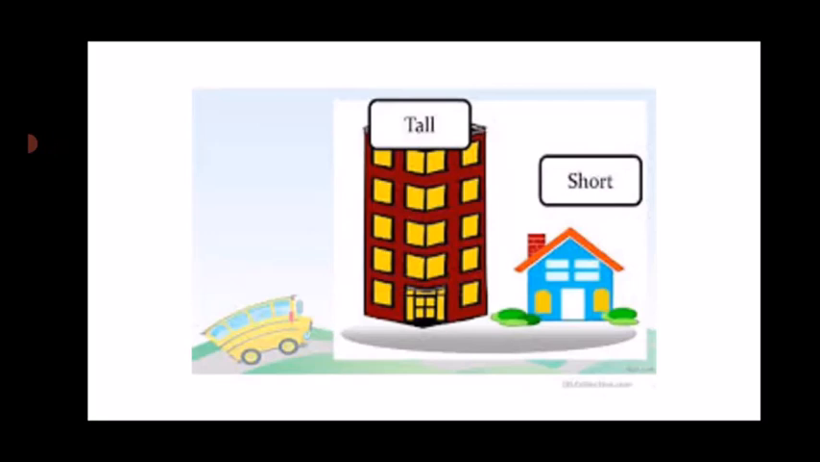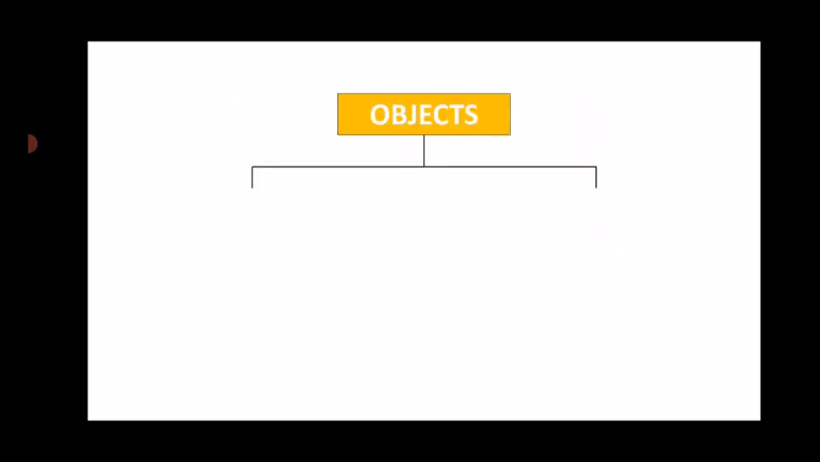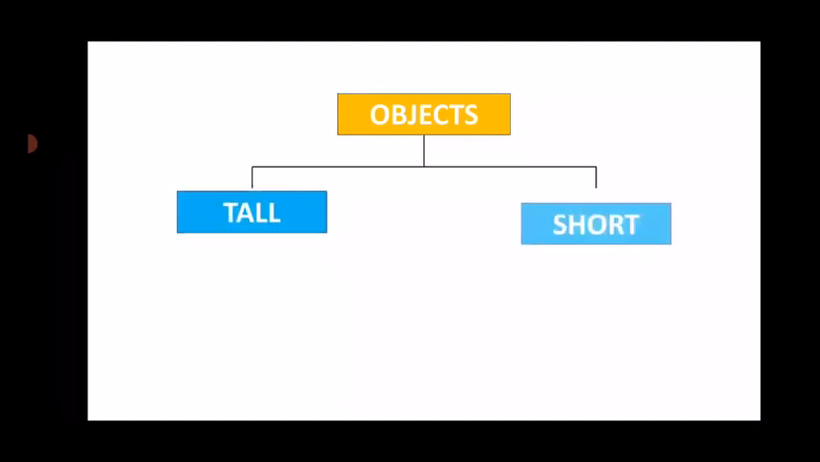Now children, we know how objects can be compared on the basis of their length. Today let's see how to compare objects based on their heights. On the basis of their heights, objects can be grouped as tall or short.